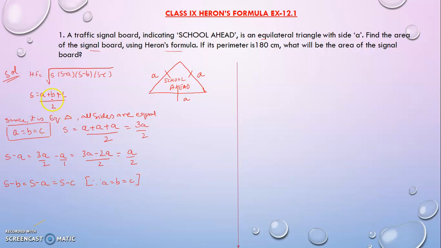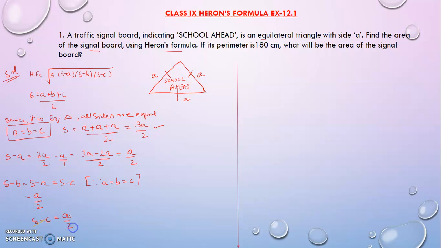Alright, since three sides are equal, S minus A will be equal to S minus B, which will be equal to S minus C, because in place of B I will write S minus A only. Which is equal to A by 2. Are you following, students? Now substitute the value of S. The value of S is 3A by 2. What is the value of S minus A, S minus B and S minus C? A by 2. So S minus C is also equal to A by 2.